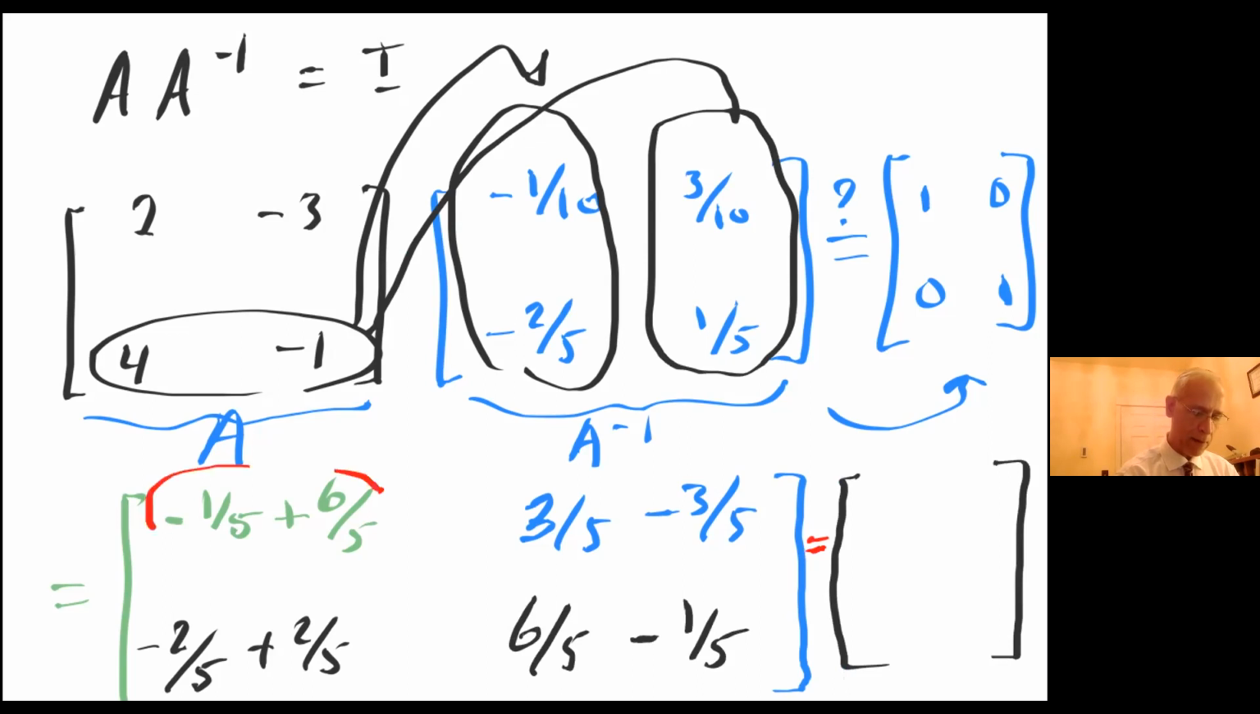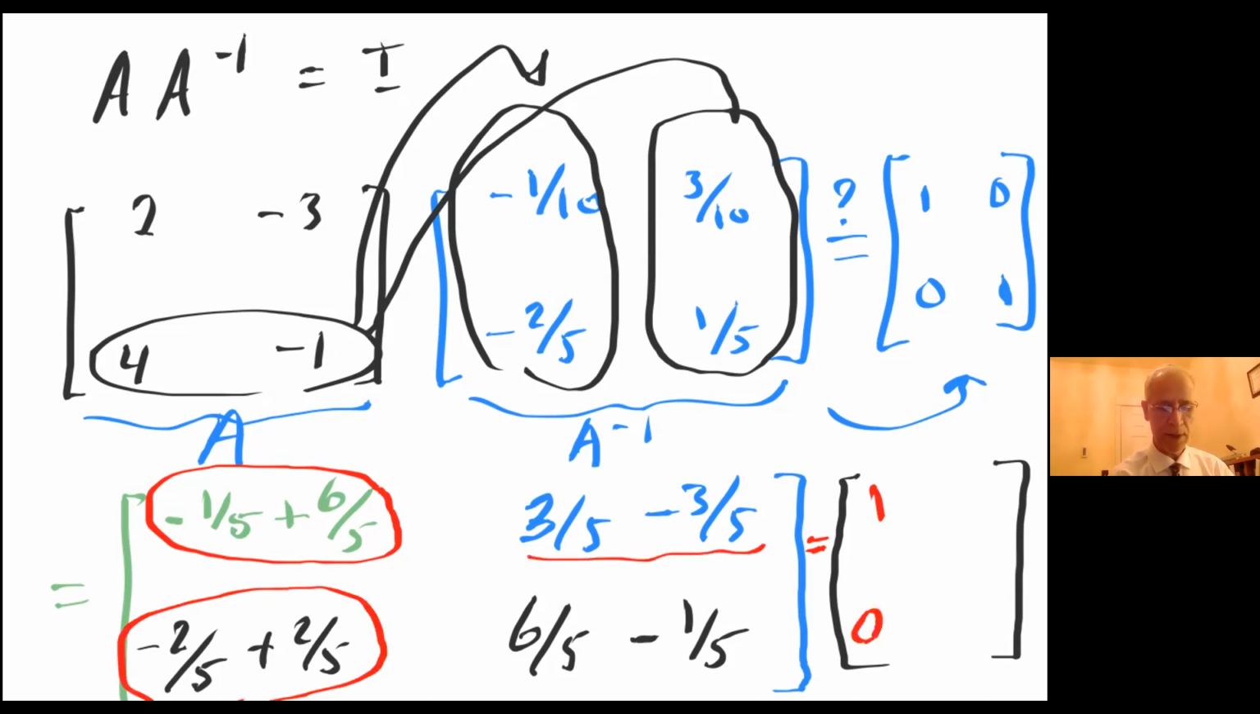-1/5 plus 6/5 is 5/5, which certainly is a 1. In here, -2/5 plus 2/5 is 0. In here, 3/5 minus 3/5 is 0. And here, 6/5 minus 1/5 is 5/5, which is a 1. So as you can see, I got the identity back. That means that I calculated the A inverse correctly. Okay, thanks.